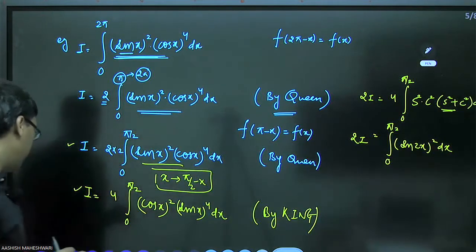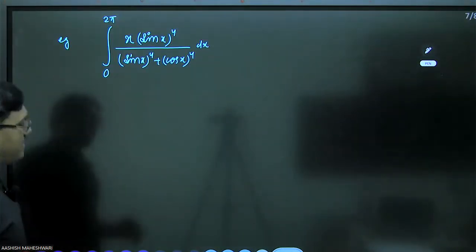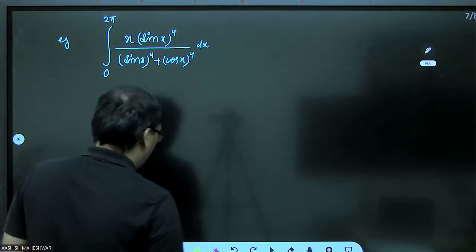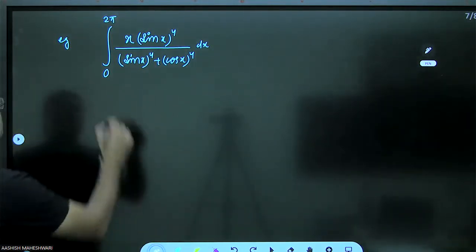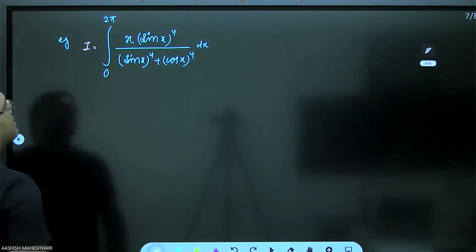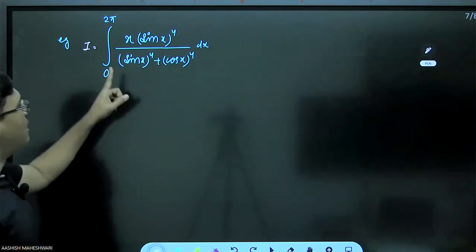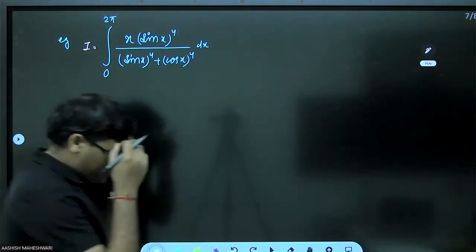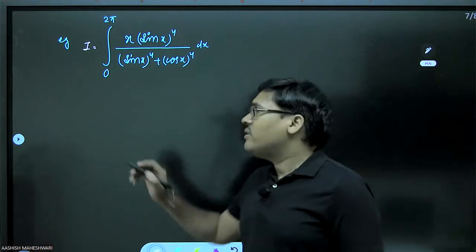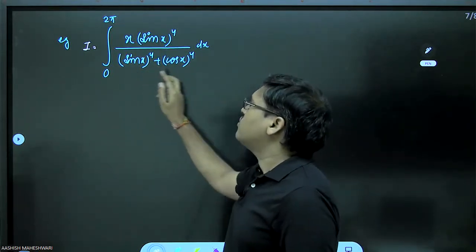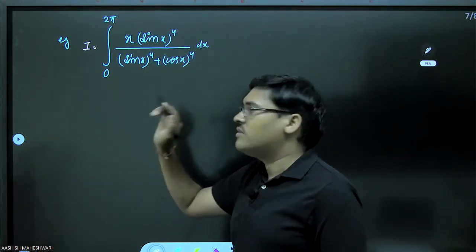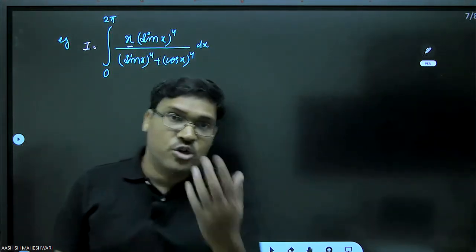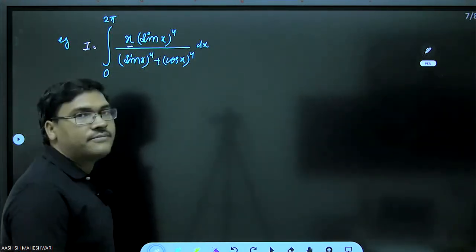Now let's take the last question. Again, this is a very common and very interesting question on the properties of integration. You have integral 0 to 2 pi of x sin x raised to 4 upon sin x raised to 4 plus cos x raised to 4. Now see, if you had only sin x raised to 4 upon sin x raised to 4 plus cos x raised to 4, you could easily solve this. The problem is because of this x. So I want to remove this x. How can you remove this x?